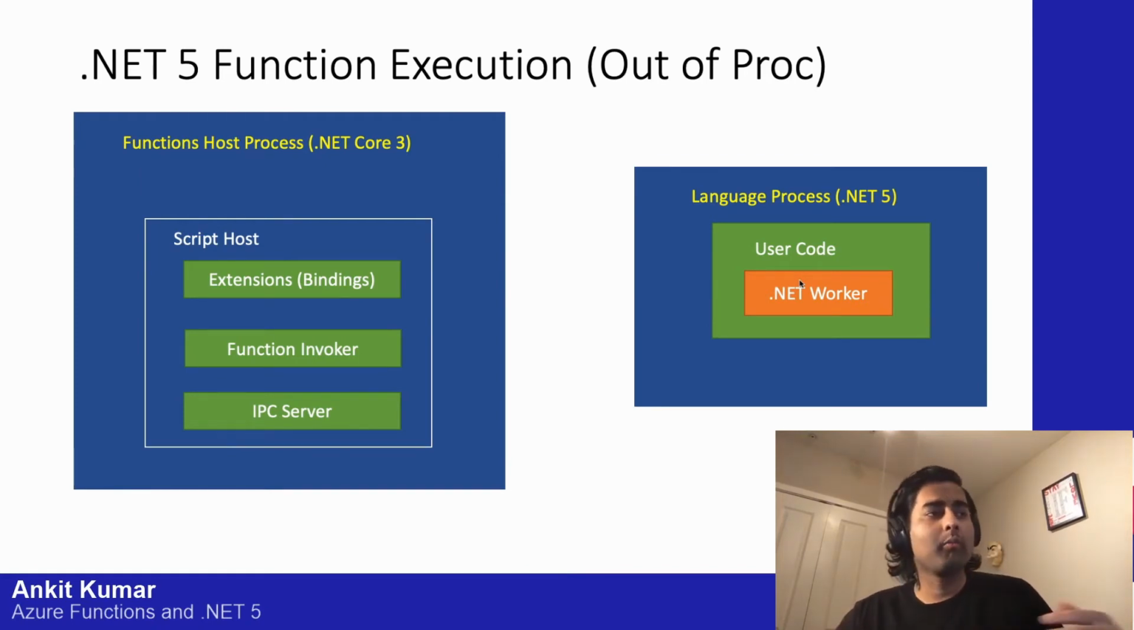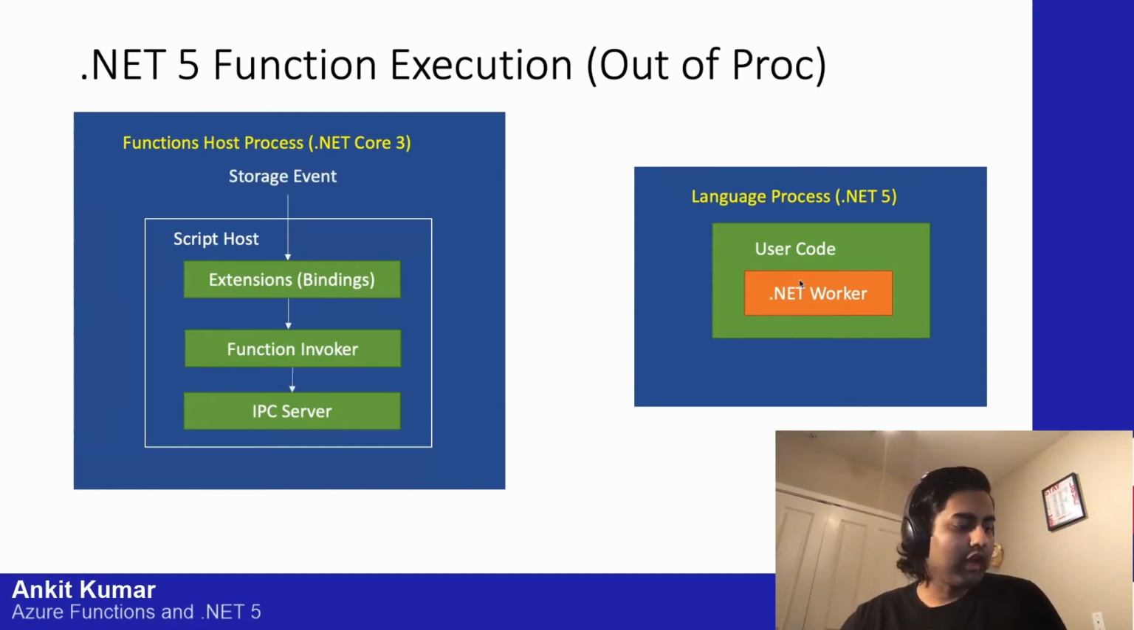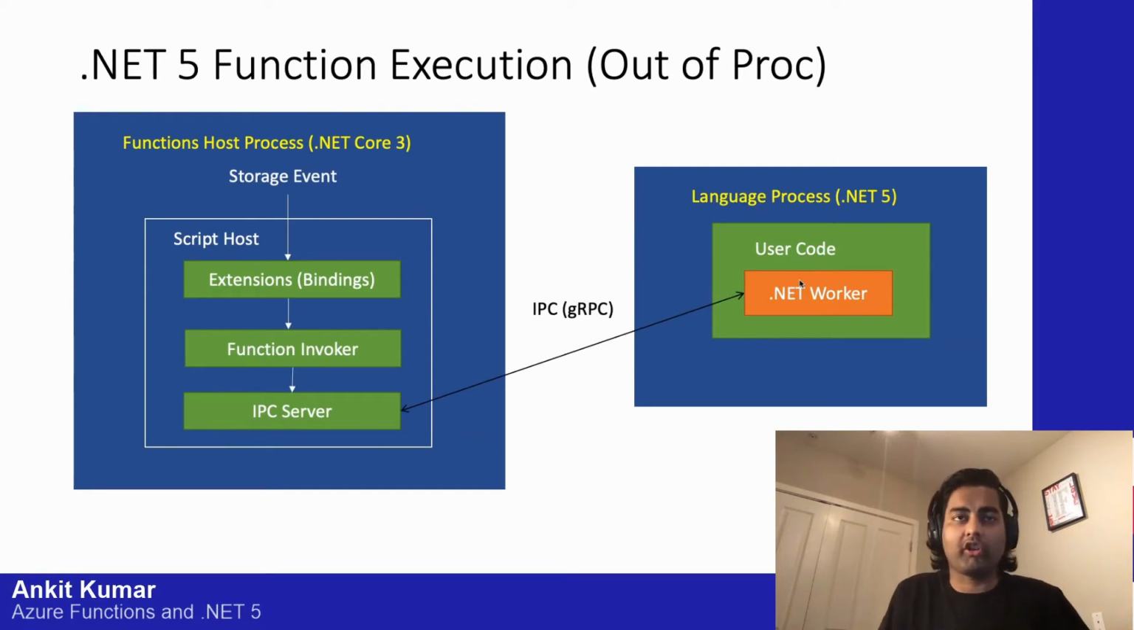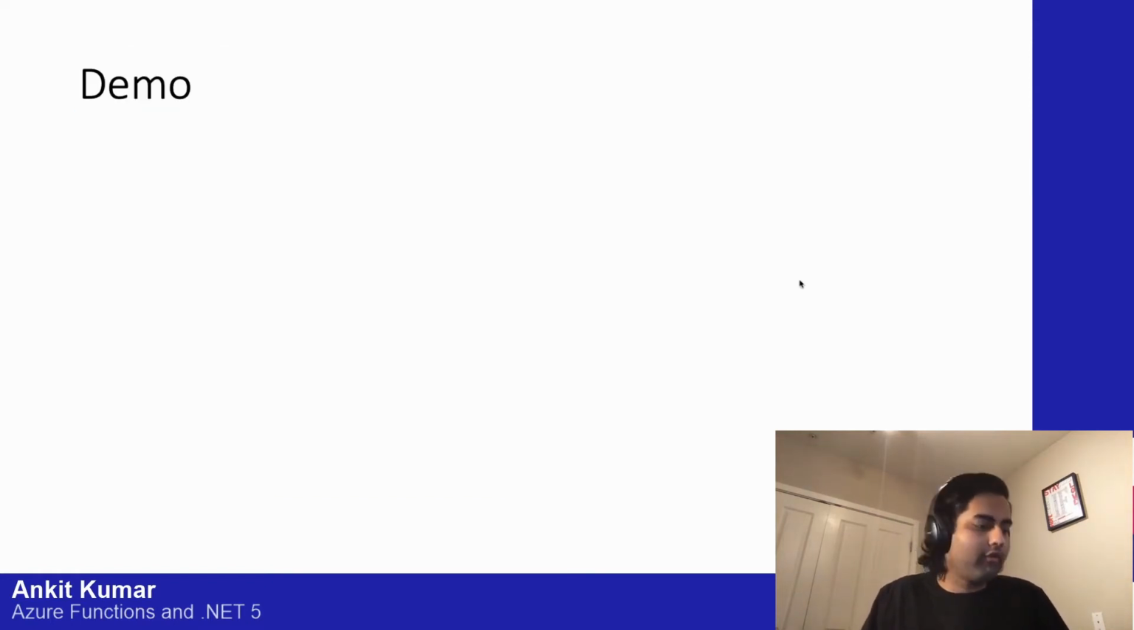Okay, so again, very similar storage event example that we have been looking at. What happens? Extensions call upon the function invoker, which then reaches out to the IPC server, and that does out-of-proc communication over gRPC to the .NET worker, which will then execute your code. Okay, with all that in mind, now let's move on to the demo.